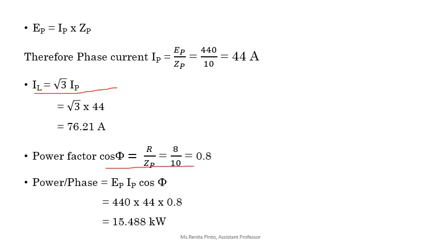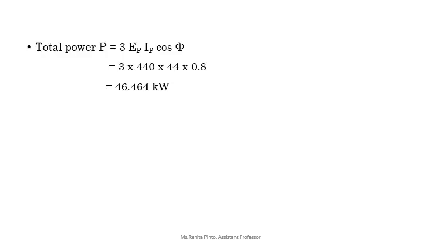Next they have asked you for power per phase. Now, whenever you were finding out the total power, that was for 3 phases. But now they have asked you for power per phase. That means I just have to neglect that 3. Instead, find out just for per phase or for a single phase. So I'm just going to write EP, IP, cos phi. So this will be power per phase. If you have to find out total power for 3 phases, that means just add 3 because it is a 3 phase. So 3 EP, IP, cos phi. Substitute, get the answer.